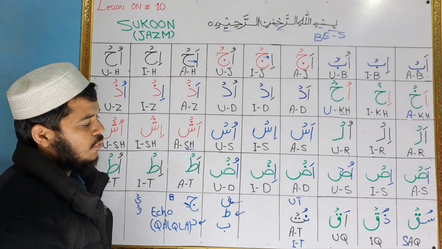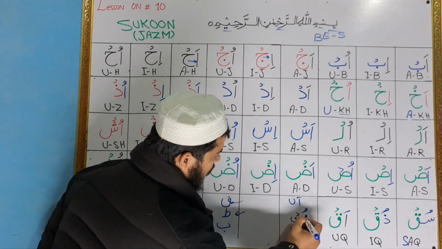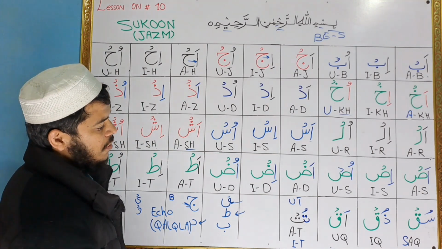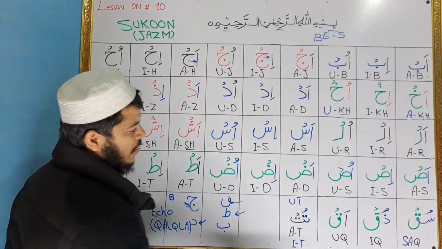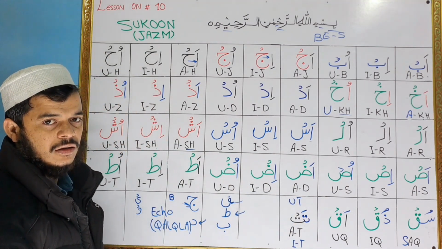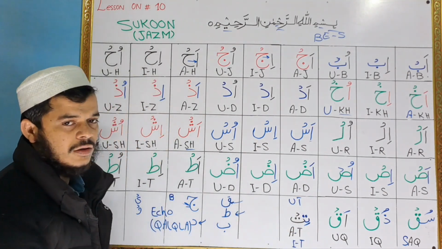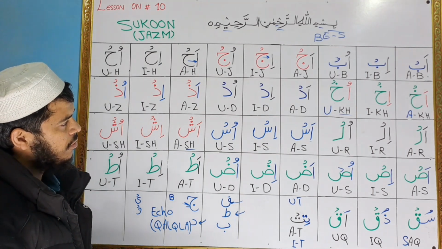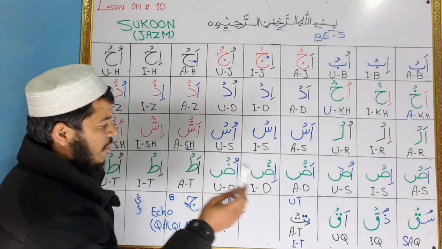Let's say we convert the noon into the letter ta, we just place another dot. Now this is ta. So ta, dhamma, tut. If we convert into fatha, ta, fatha, tat. If we replace it with kasra, ta, kasra, tit. So any letter can be joined by any letter.